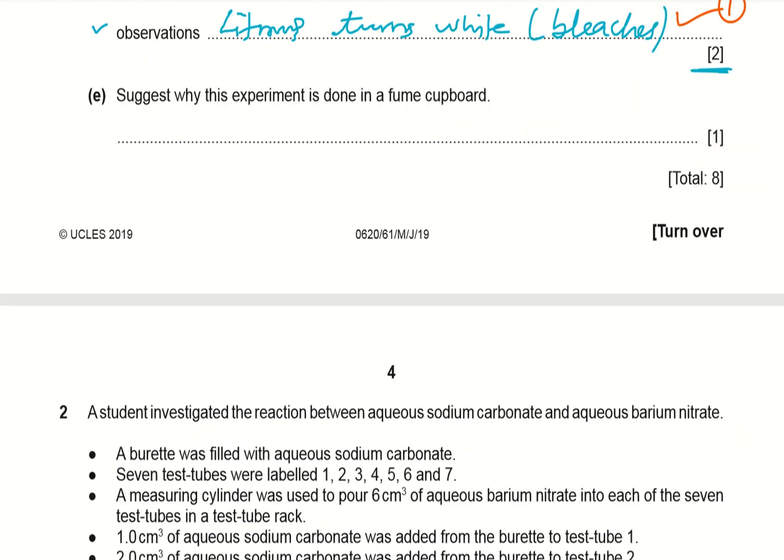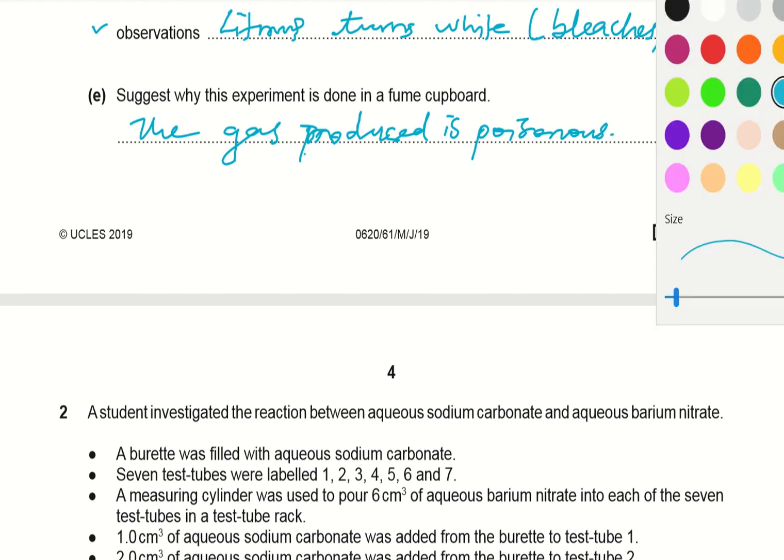Okay. E, suggest why this experiment is done in a fume cupboard. So usually when experiments are done in a fume cupboard, it's basically because the gases produced will be poisonous gases. So if poisonous gases are produced, then you have to perform the particular experiment in a fume cupboard so that the poisonous gas will not be released into the laboratory. So the reason is because the gas produced is poisonous. It's as simple as that.